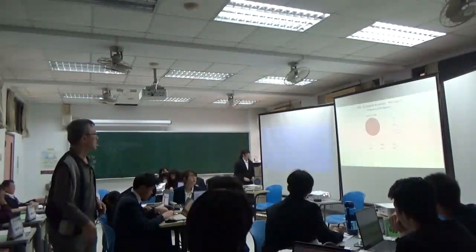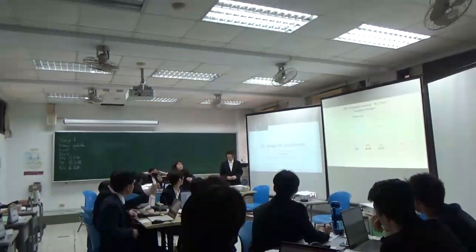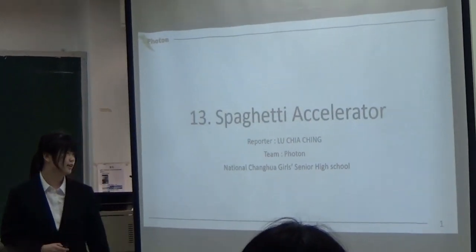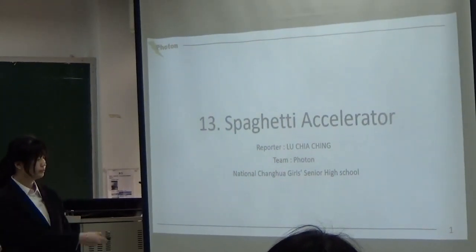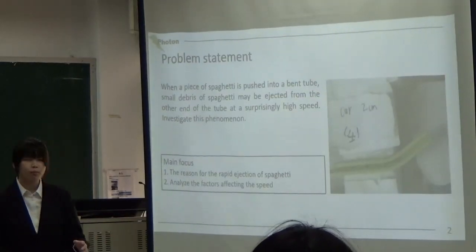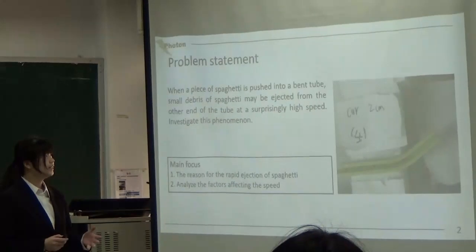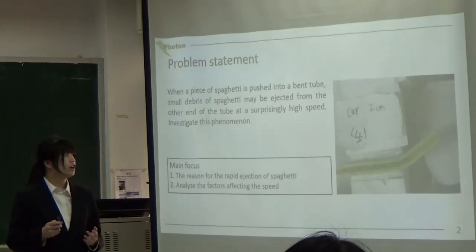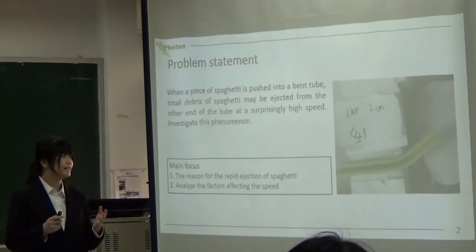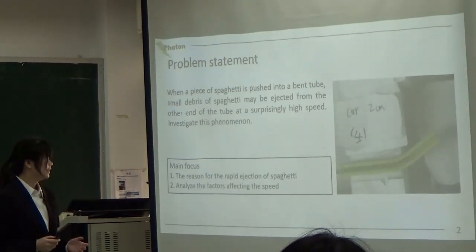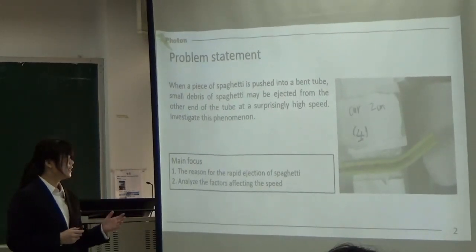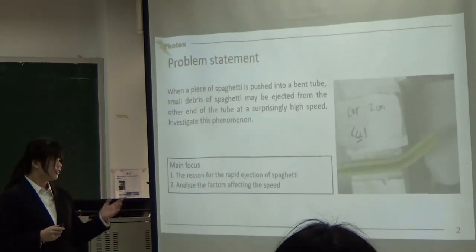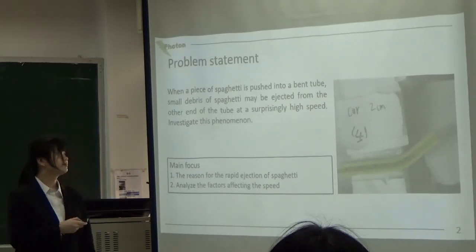Jia-Jing, please start your presentation. Hello everyone, I'm Jia-Jing from Team Photon. Today I'm going to report problem 13, spaghetti accelerator. Here is the problem statement: a piece of spaghetti is pushed into a bent tube. Small debris of spaghetti may be ejected from the other end of the tube at a surprisingly high speed. Investigate this phenomenon. Our main focus, the first point, is the reason for the rapid ejection of the spaghetti, and the second point is to analyze the factors affecting the speed.